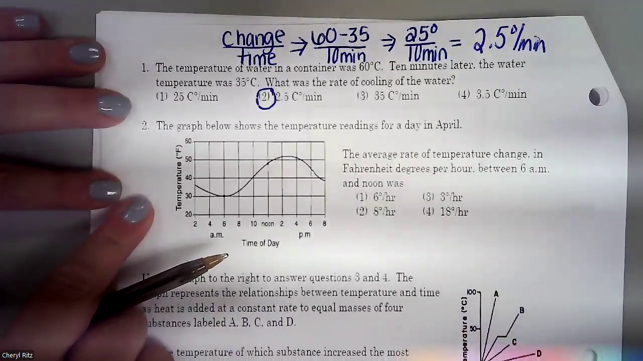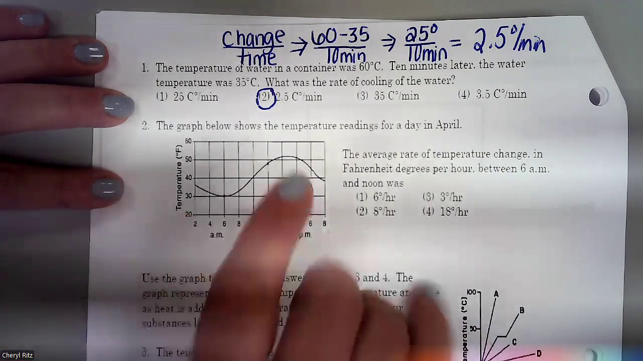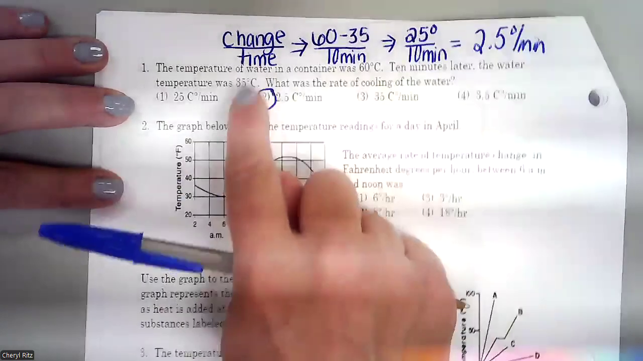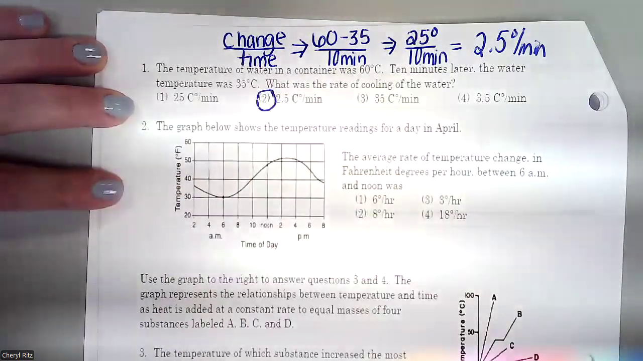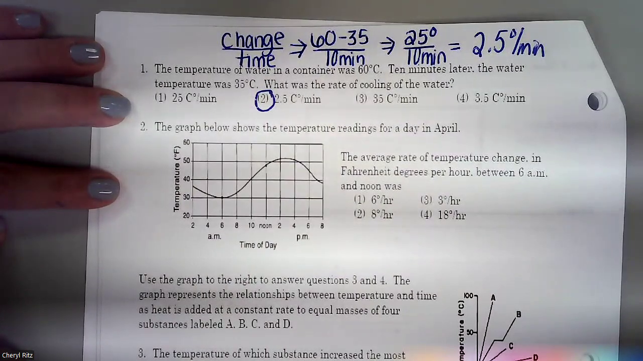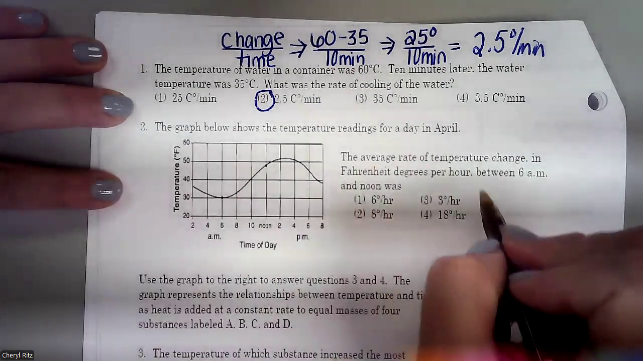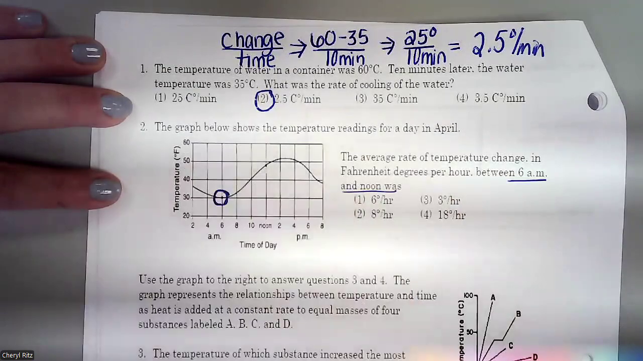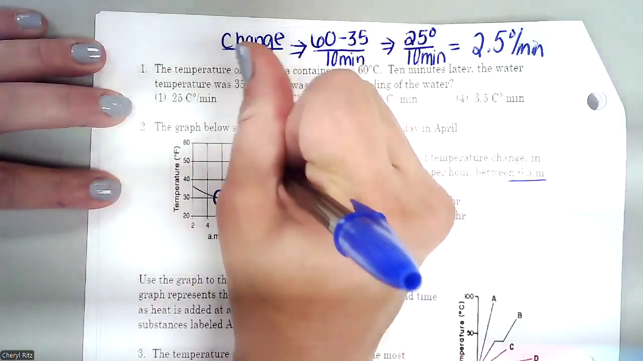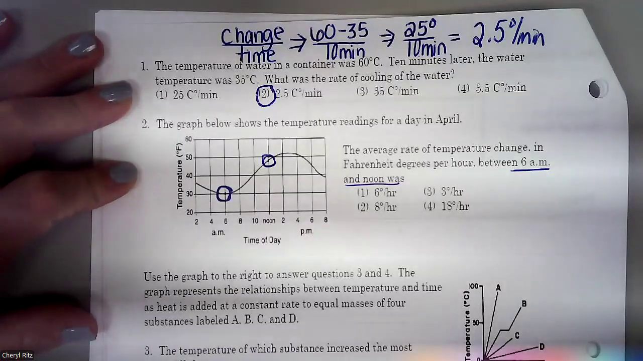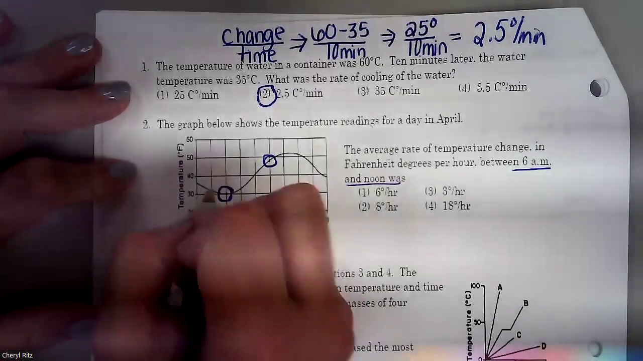Now, question 2 is slightly different because instead of just flat out saying in a sentence that it started at 60, ended at 35, and it took 10 minutes, they gave you a graph and told you to basically do it from there. So, according to the reading, we need 6 a.m. and noon. Here is the temperature at 6 a.m. Here is the temperature at noon. So how much did it change going from 6 a.m. to noon?